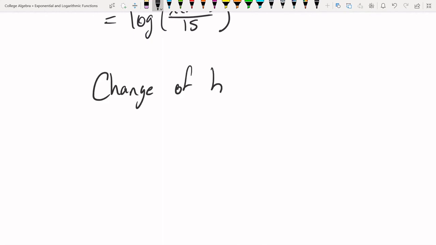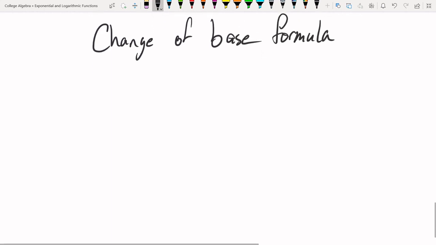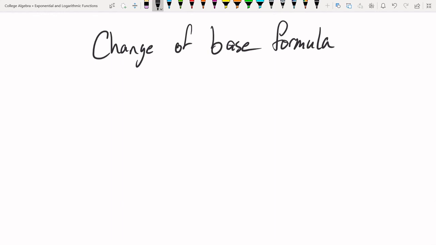Change of base formula. So all this does is it goes from one base to another base. It's not necessarily all that useful. We do have calculators that can solve logarithms with any base. Back in the day, it was more of a thing. But you never know if you're going to be wanting to change the base, and you can do some simplification with that when you're doing the algebra.